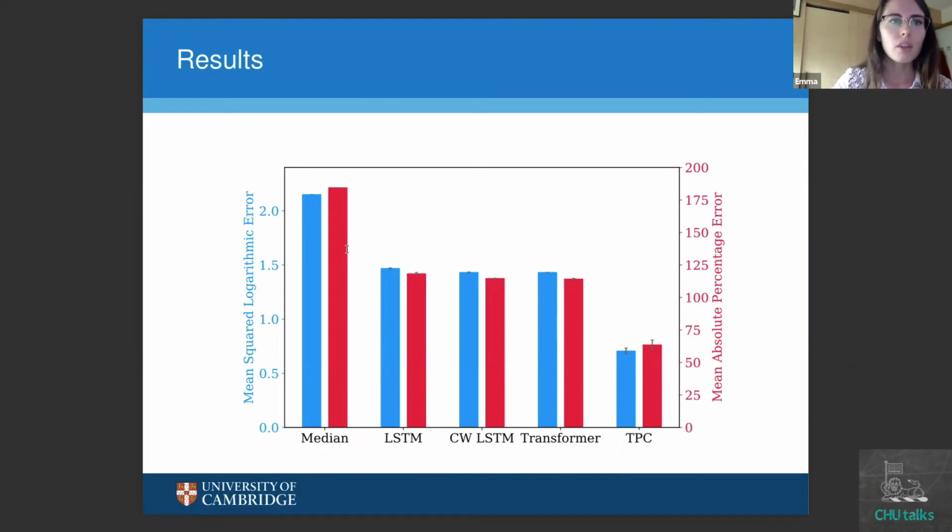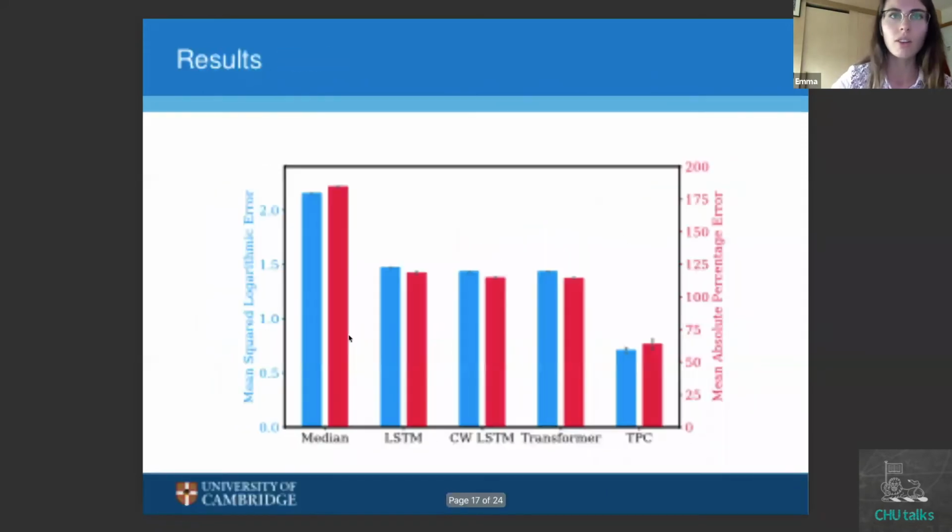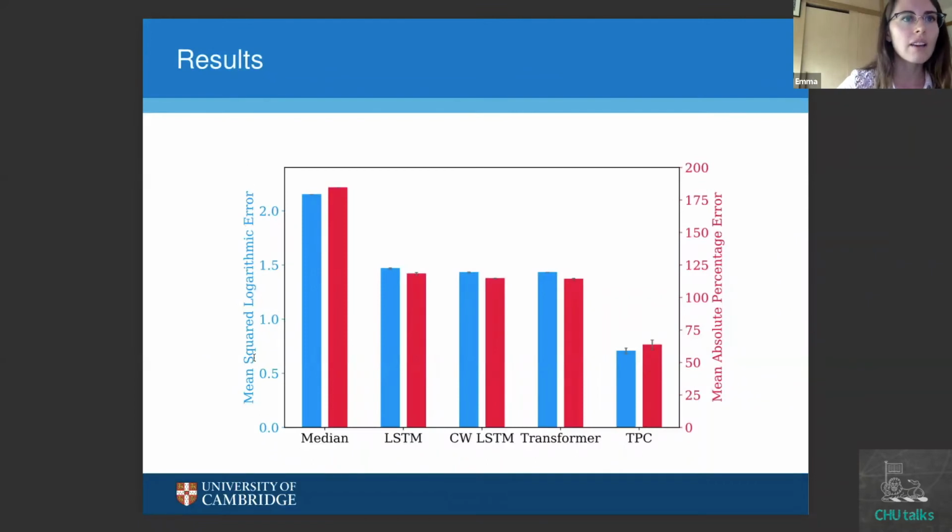The median couple of bars here is just showing a model which will always predict the median value. So it's just a static model that always predicts the bars that you're looking at. On the left is the mean squared log error, which is the loss function that we are optimizing for. And on the right is a more interpretable metric, which is just the mean percentage error that you're wrong by on average.